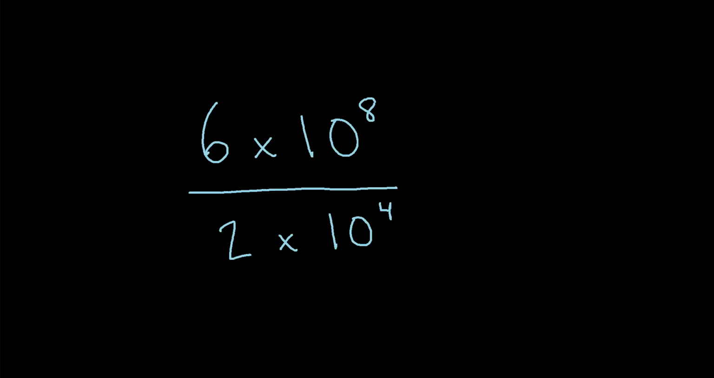In this video, we will talk about how to divide two numbers in scientific notation. So I have three examples for us to work through here. Let's check out this first example. We have 6 times 10 to the 8th divided by 2 times 10 to the 4th.